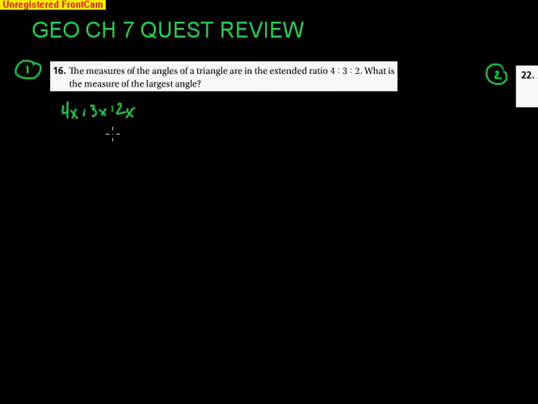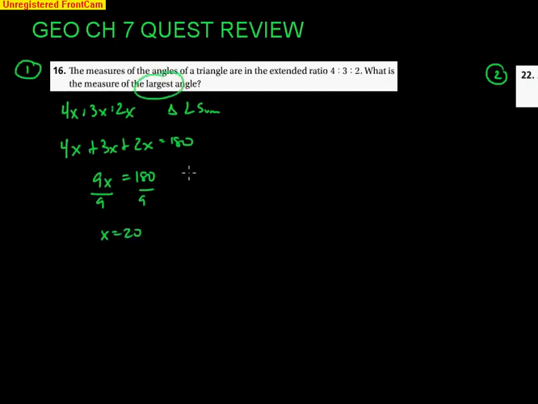Now, if these are the three expressions for the three angles, the sum of a triangle is 180 degrees. That's the triangle angle sum theorem. So if I add 4x plus 3x plus 2x, I get 180. 4, 3, and 2 make 9x. Divide by 9, x is 20. And we want the largest angle, so the largest angle would be 4x. 4 times 20 is 80 degrees.